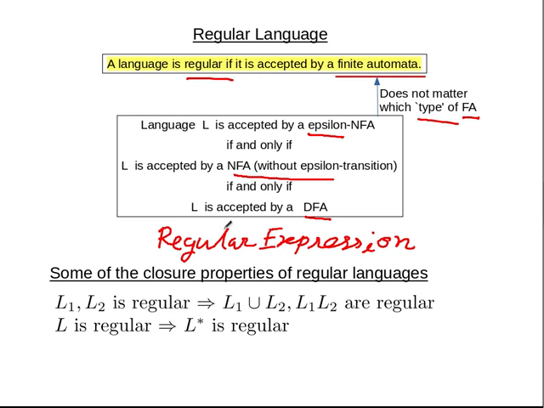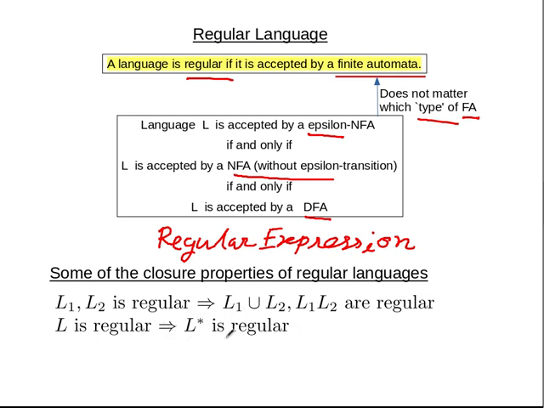Now, in order to do this, it's helpful if we first prove some closure properties of regular languages, right? Again, by regular language, we mean anything which is accepted by any one of these models. So we will prove these two theorems: if L1 and L2 are regular languages, then their union and concatenation are regular. And similarly, if L is regular, then its Kleene closure is also regular.